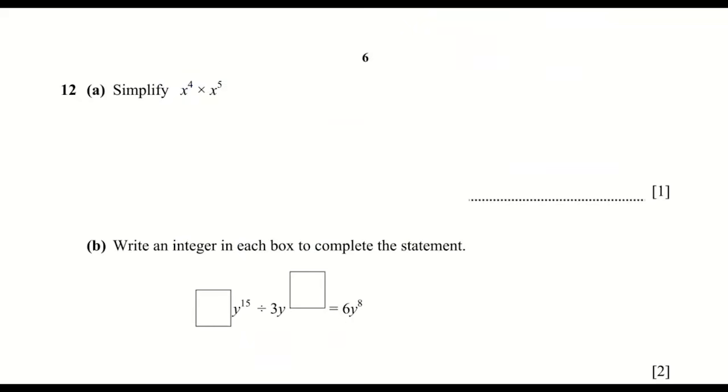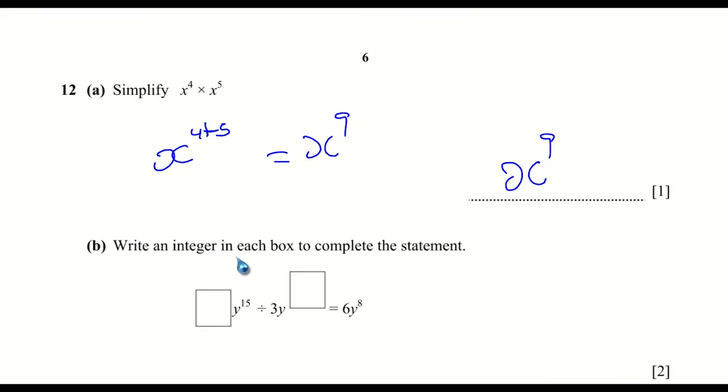Question 12. Simplify x to the power of 4 times x to the power of 5. So this one we have to apply the multiplication law of indices. You select one of the bases, then you add the powers. 4 plus 5, that is 9. So x to the power of 9.